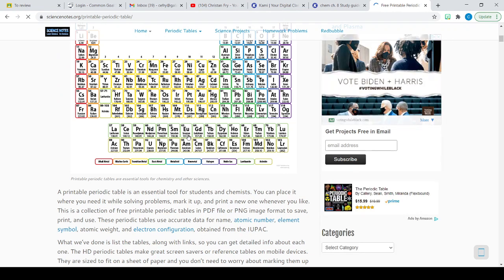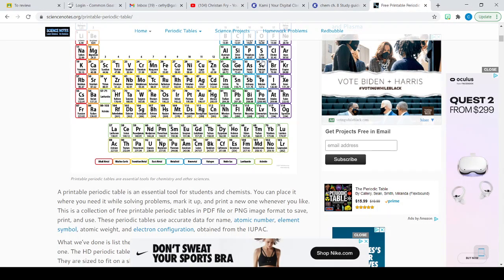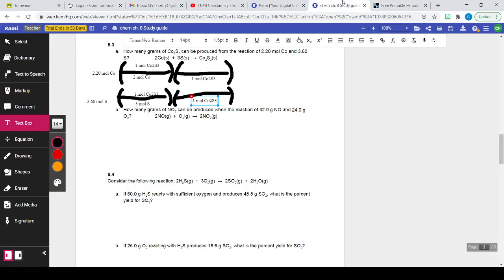Okay, so cobalt is 59, and there are 2 of them. Okay, so that's 118. Sulfur is 32. Just checking to make sure. Yep, 32. And there are 3 of them. So altogether, that's 214 grams, I believe.